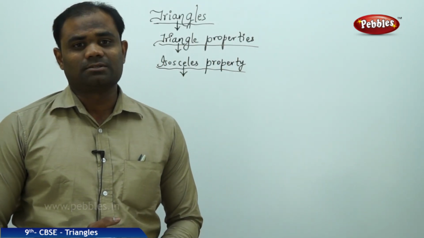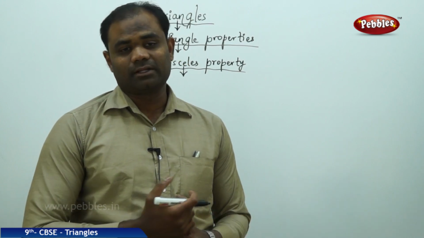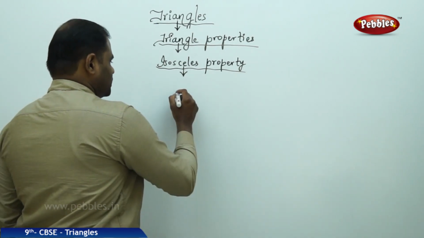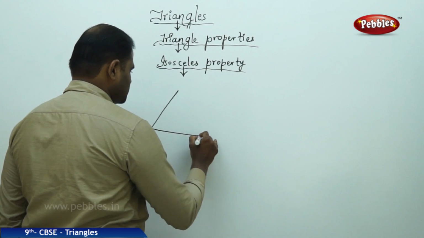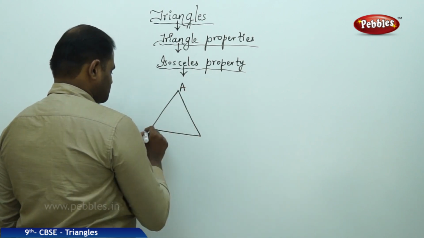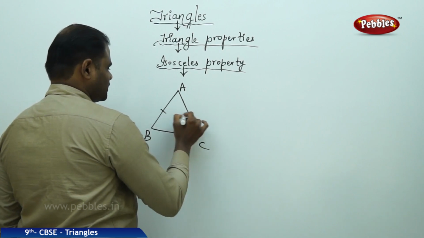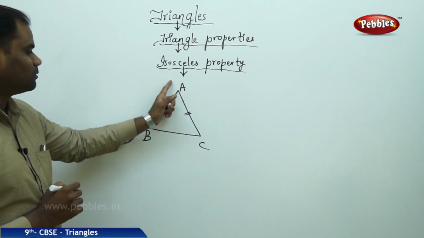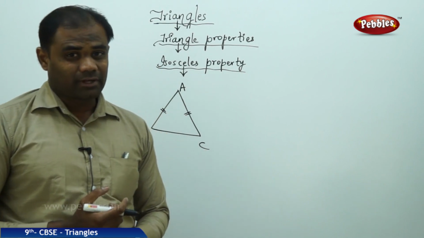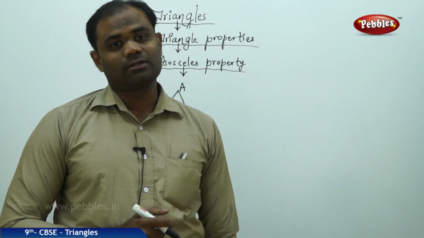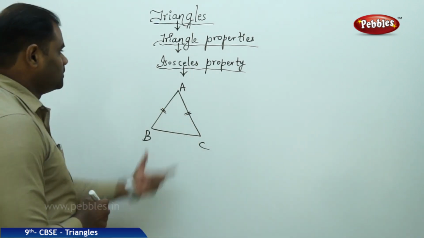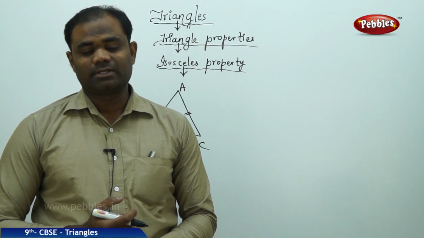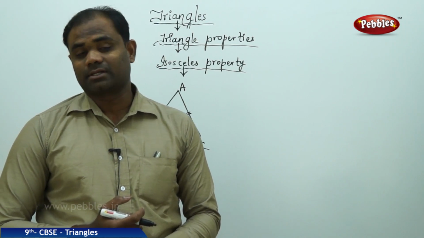The word isosceles means that any two sides of a triangle are equal. Then the triangle is called an isosceles triangle. So initially we know that a triangle is isosceles if the two sides are equal. That is, triangle ABC is isosceles if AB equals AC. If any two sides of a triangle are equal, then that triangle is called isosceles. This is how we understand the isosceles property connecting the triangle. Two sides equal implies the triangle is isosceles.